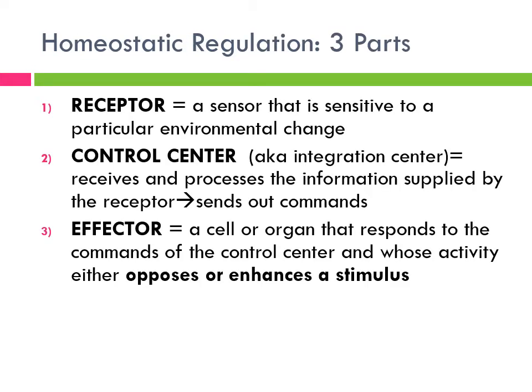All right, so there's three parts of our homeostatic regulation. The receptor, which is sensitive to a change. The control center, which is like the command center. It's going to accept information from the receptor, process that information, and then issue a command on how the body needs to deal with the changes that the receptor has detected. And then the effector is receiving that command from the control center and carrying out that command. And so the effector is going to either oppose or enhance a particular stimulus.